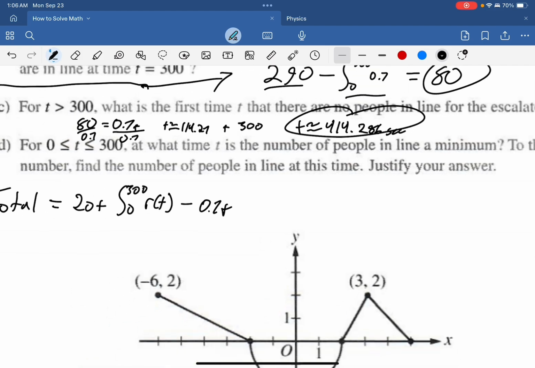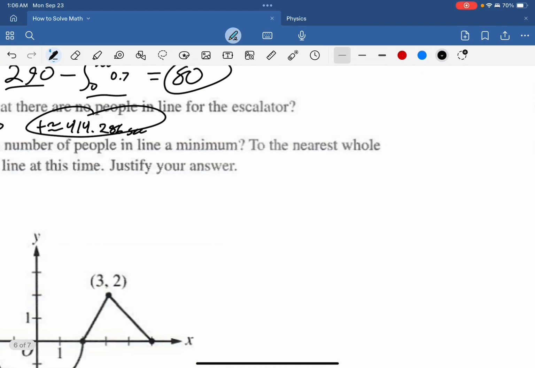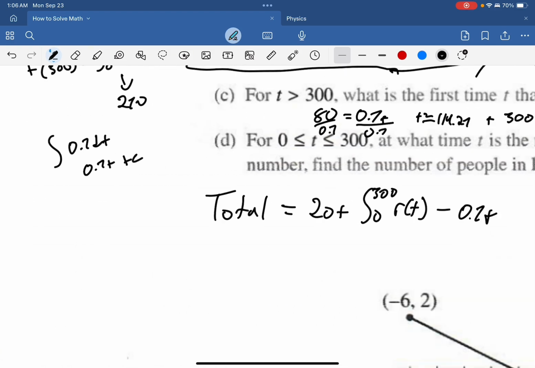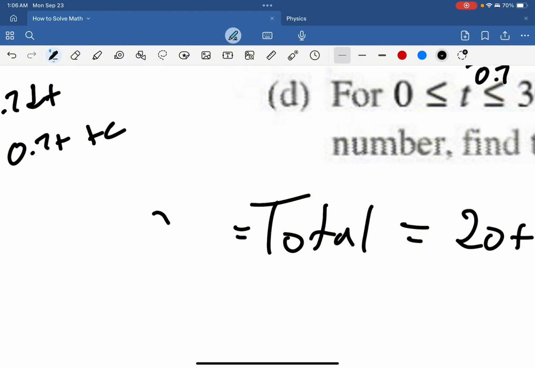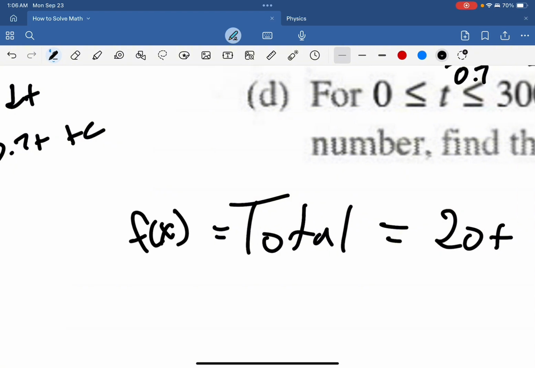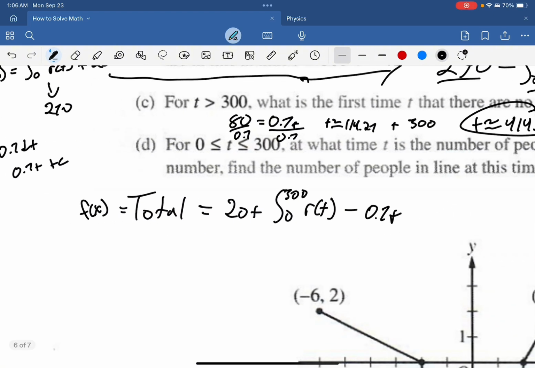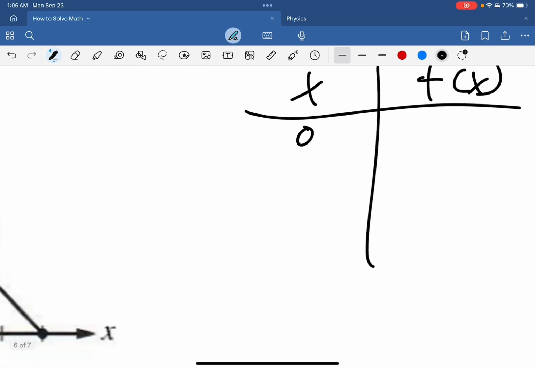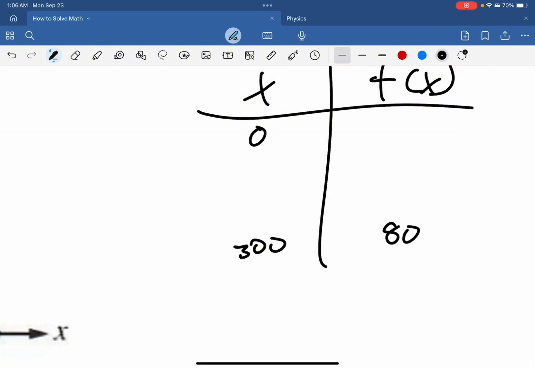Anyways, we know our endpoints, this is where we do the candidates test. X and f of x. Let me first state that for part D this is going to be f of x. So our first x point is 0, and at the very end 300, and we know that at 300 there's 80 people, and at 0 there's 20 people.